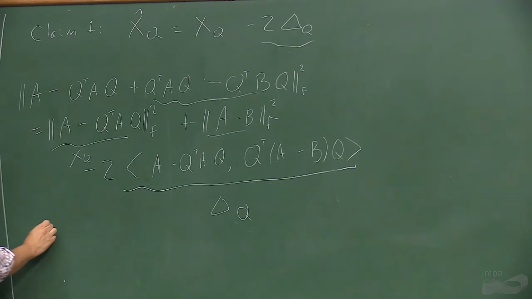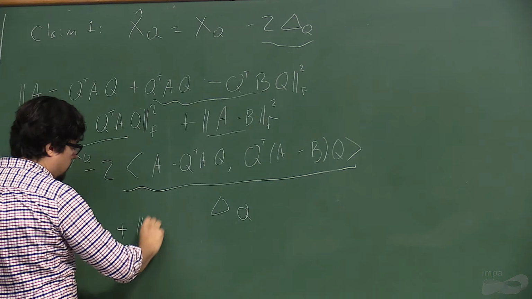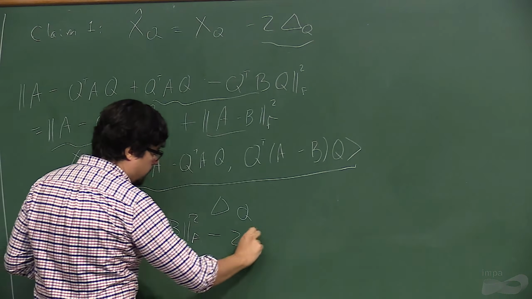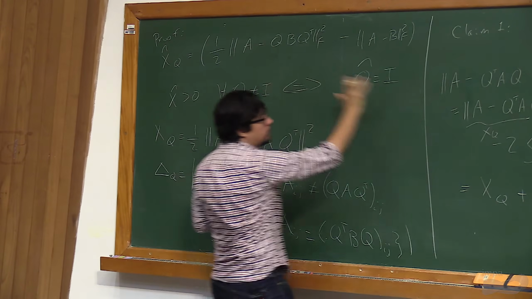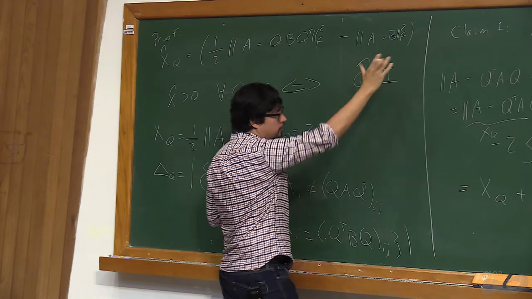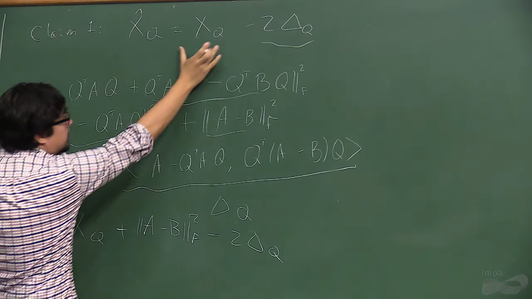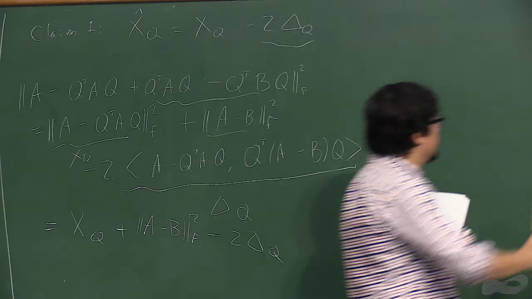So what this means is that this whole thing is equal to XQ plus A minus B minus 2 times delta Q. So that means that once I subtract this part here, this is equal to this. Once I remove A minus B in Frobenius norm, I'm going to get that X hat Q is equal to XQ minus 2 times delta Q, right? So that's the first thing.